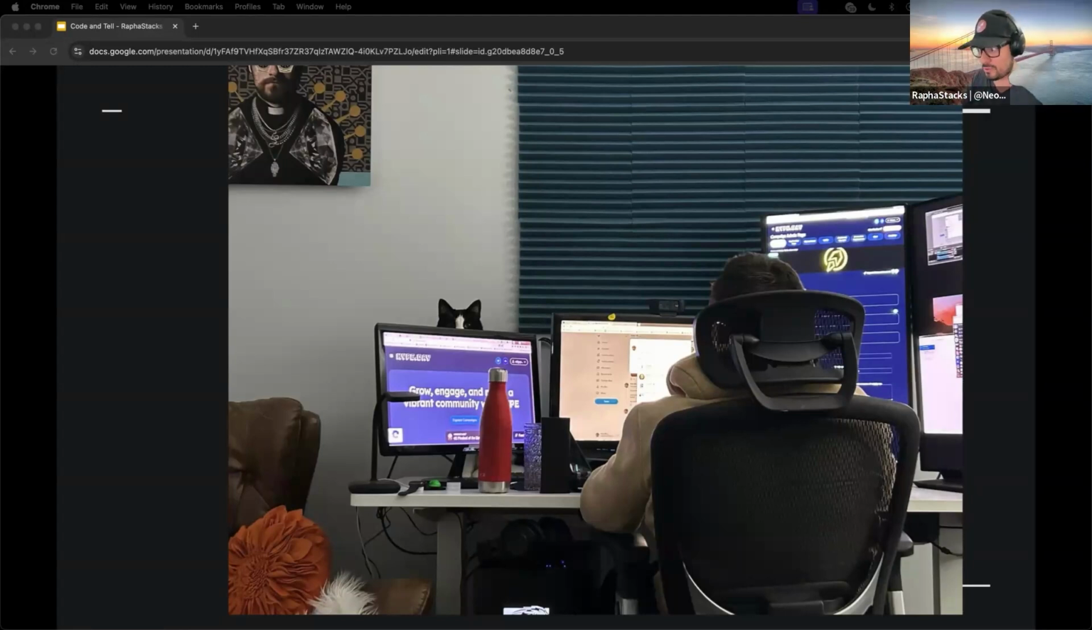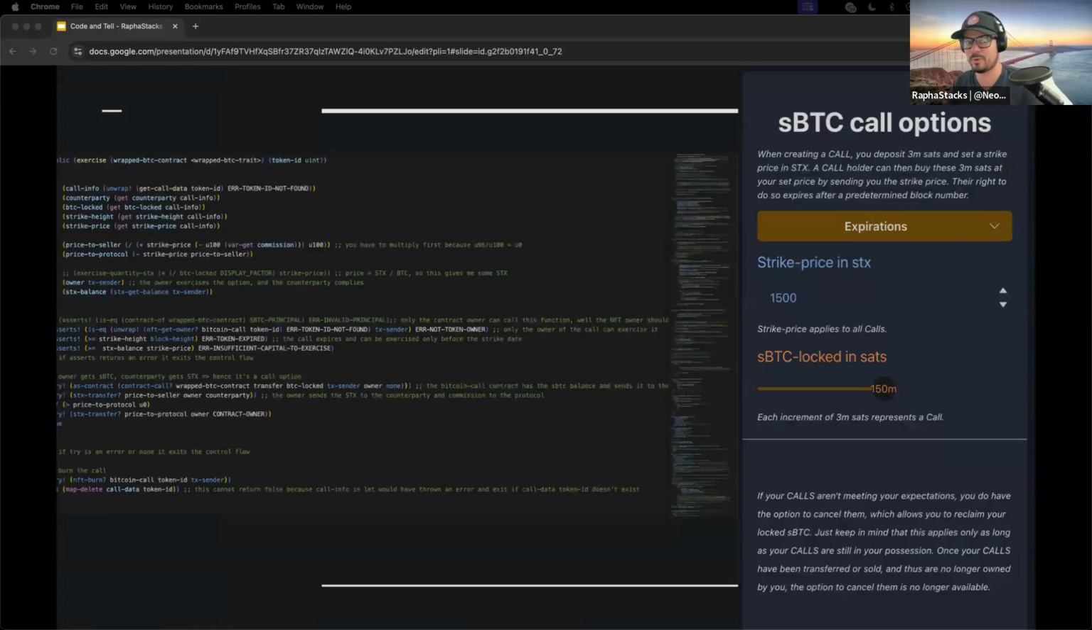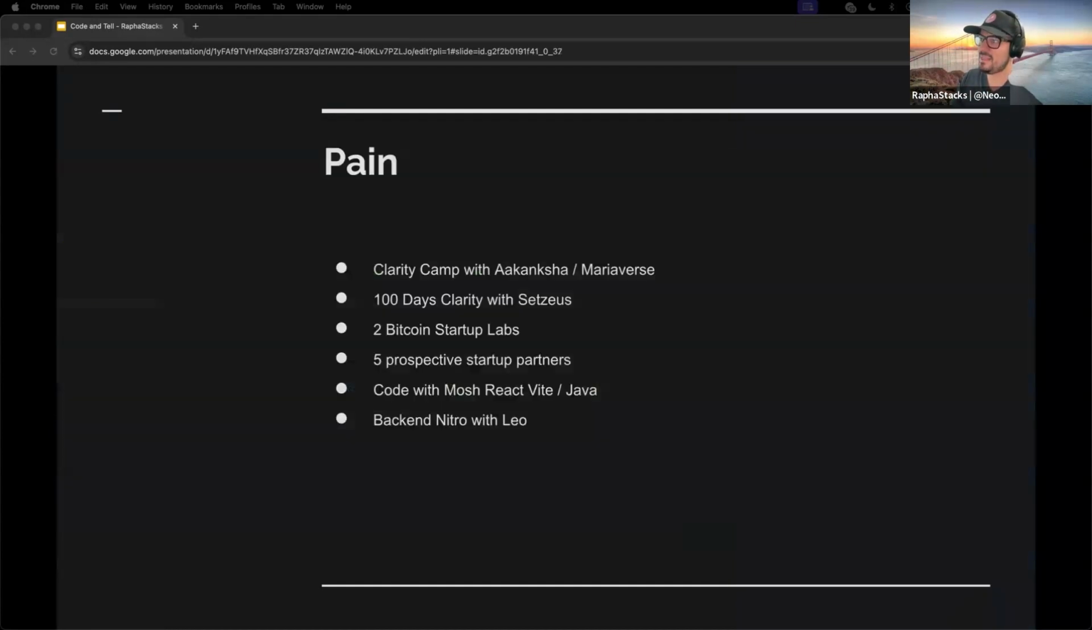But I persevered. I persevered because of that purpose I mentioned, that I really wanted to build on Stacks, that Stacks has the potential of building things that are more robust for the global financial system. And so I learned Clarity. I went to the Clarity bootcamp. And a few months later, I published the sBTC call option smart contract on testnet alongside this really simple Vite UI.